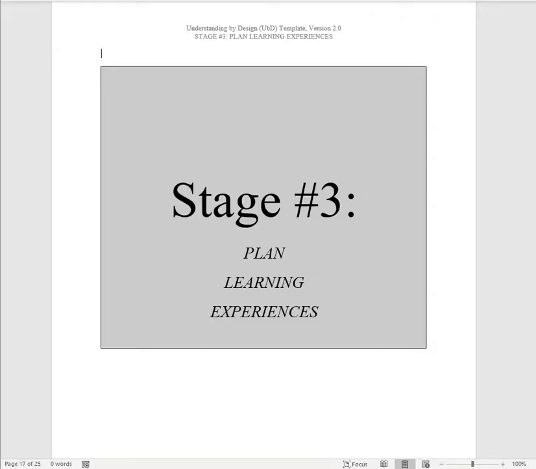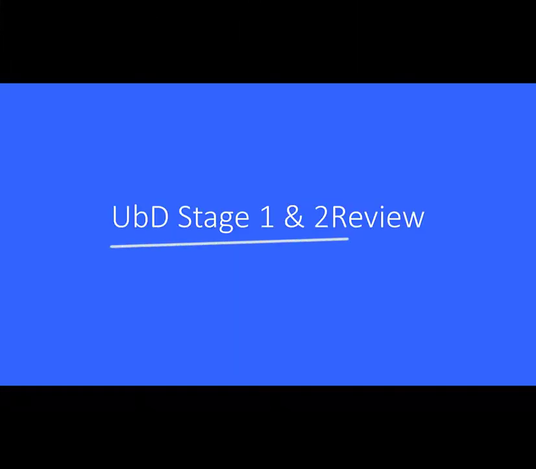The third stage of the UbD template is focused on creating learning activities and experiences for students. The final stage of UbD should link the elements of Stage 1 and 2. As a review, Stage 1 focused on the desired results of the learning unit. Stage 2 focused on how we would provide evidence of deep understanding and essential knowledge and skills.